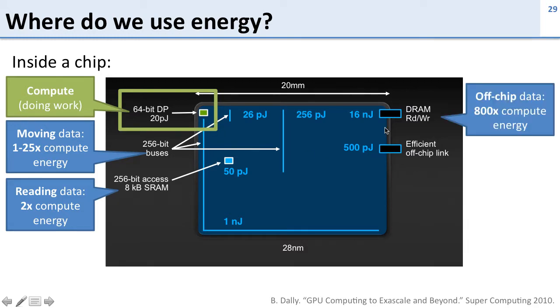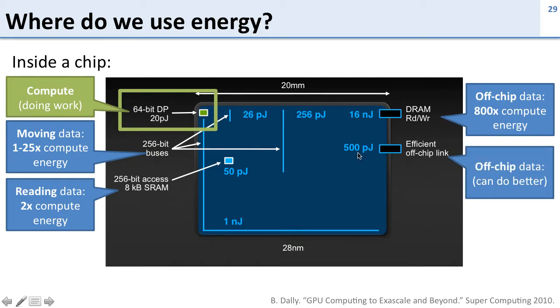Let's take a look if we go off chip. If you're going to go to DRAM, it's costing you 800 times as much energy as it does to do the actual operation. So this is incredibly expensive. This means that if you have to access data that's off the chip, it really doesn't matter how much energy it takes to do the computation because you've spent so much just getting the data.